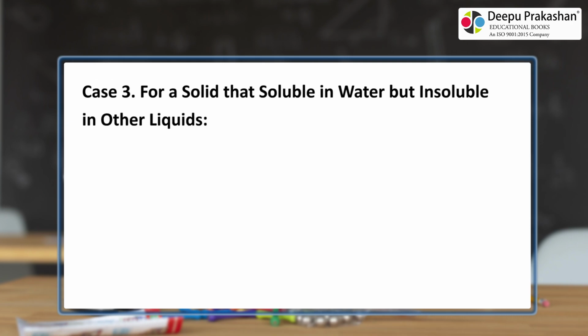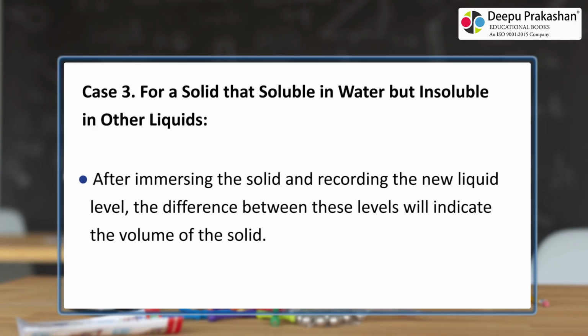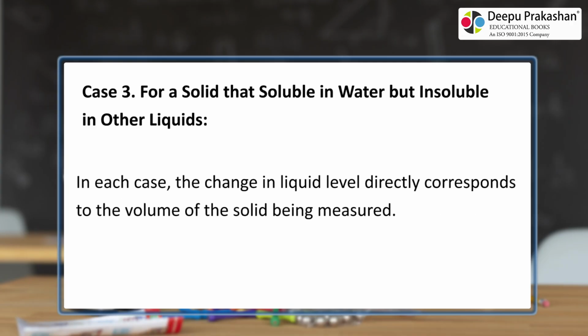Case 3. For a solid that's soluble in water but insoluble in other liquids, if the solid dissolves in water, repeat the steps in case 1 using a different liquid in which the solid does not dissolve. Measure and record the initial level of this liquid in the measuring cylinder. After immersing the solid and recording the new liquid level, the difference between these levels will indicate the volume of the solid. In each case, the change in liquid level directly corresponds to the volume of the solid being measured.